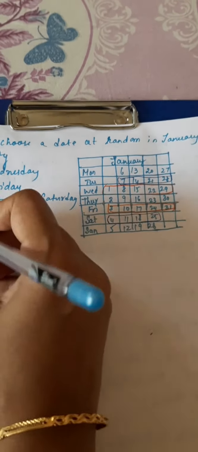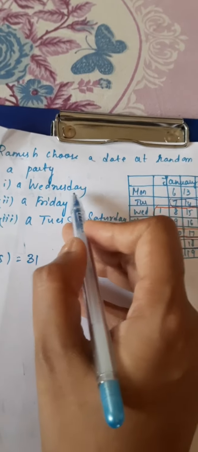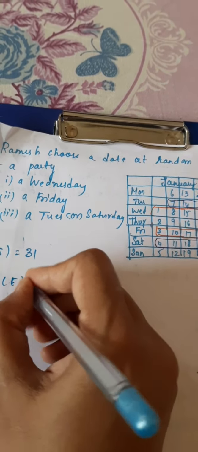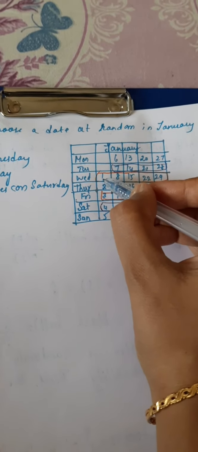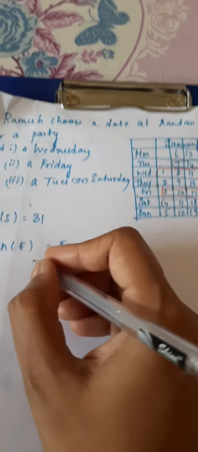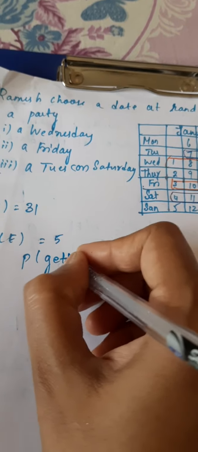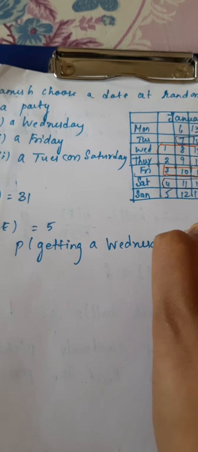So next question. Ramesh chooses a date at random in the month of January for a party. So this is a calendar given in the question for the month of January. First we need to find the total outcomes, which are 31 days in January. Then n of E is the number of Wednesdays. If you count, there are 5 Wednesdays in the month of January in this particular calendar. So it's 5 by 31. The probability of getting a Wednesday is 5 by 31.